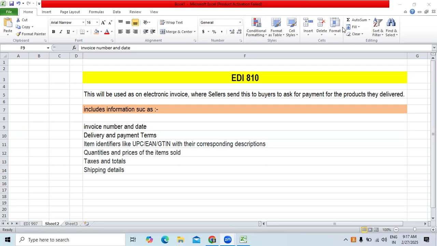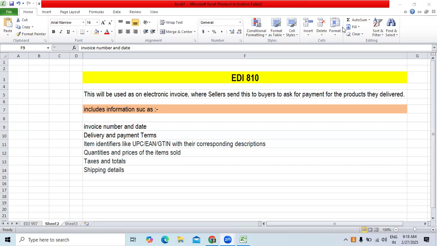When a seller is sending any products to the customer or the receiver or the buyer, against that, they expect the payment for the sales that they have made. For that, generally they have to create an electronic invoice. For that, generally EDI 810 is something which we normally use.